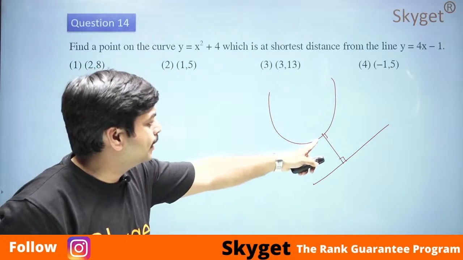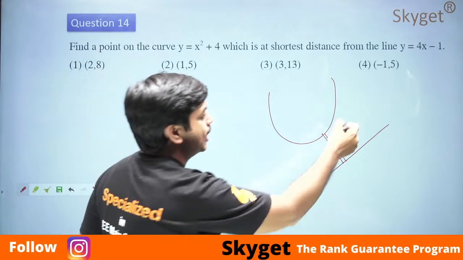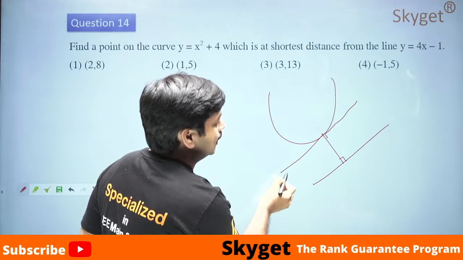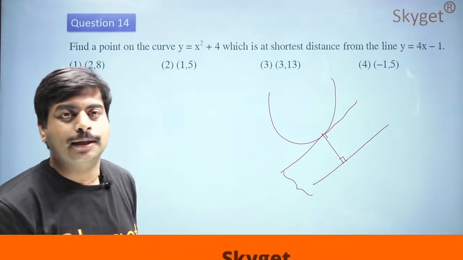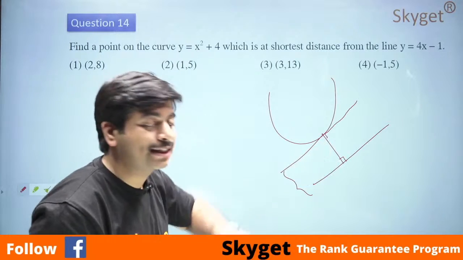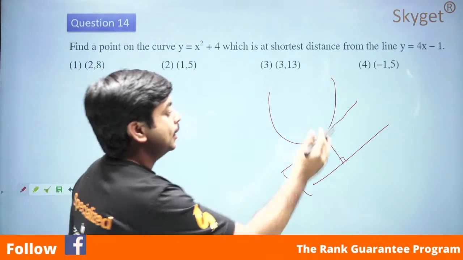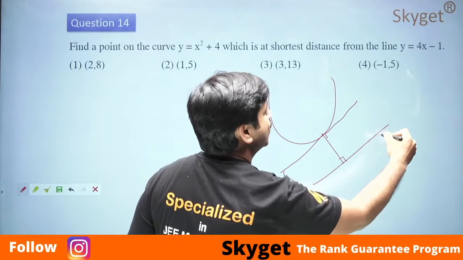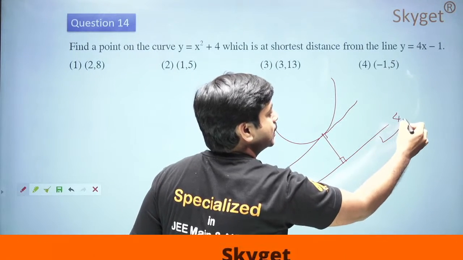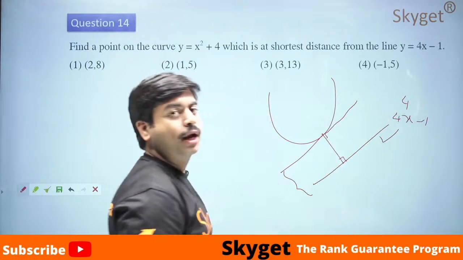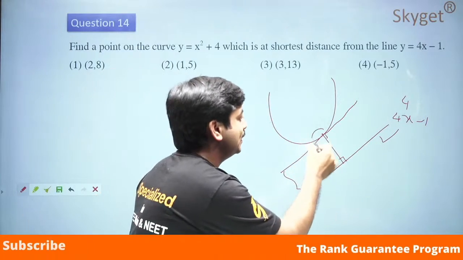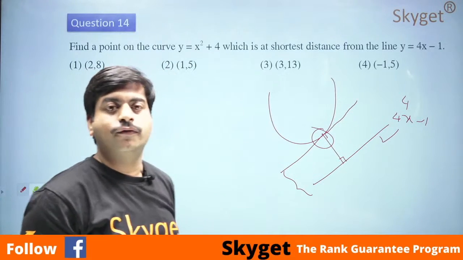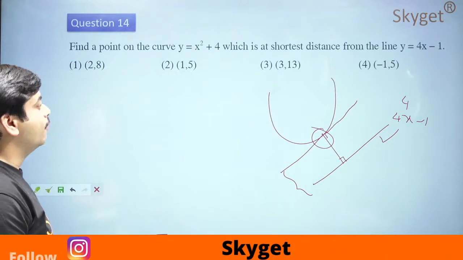How to find the perpendicular distance? It is as simple as this: if you draw a tangent at this point, these two lines will be parallel. That is what I mean, it is a perpendicular distance. So the shortest distance between these two: as we have the slope of this line, y equal to 4x minus 1, the slope will be 4. So dy by dx at this point, the slope of the curve at this point, should be equal to 4. From there you can find the required values.